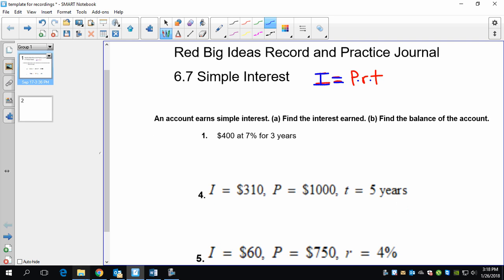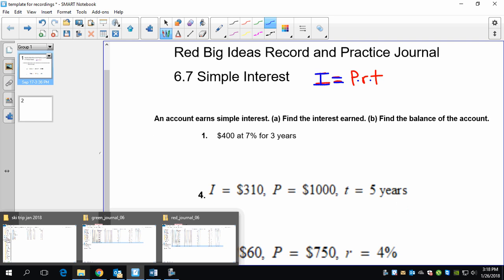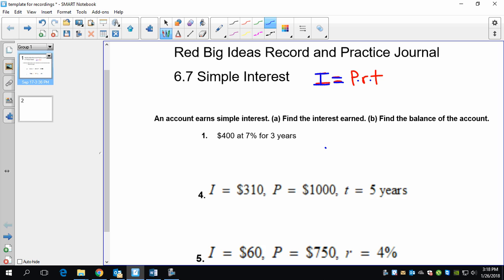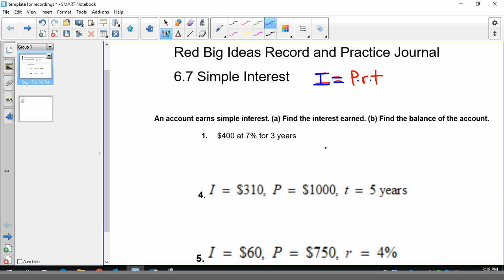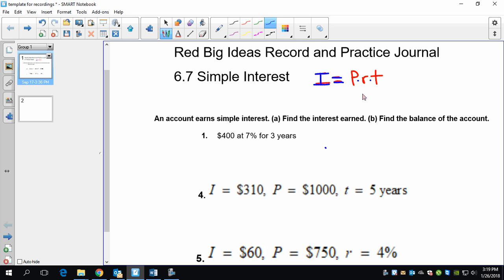For problem number 1, it says account earned simple interest. Find the interest earned and find the balance of the account. So essentially what we have here is $400 at 7% interest for 3 years. All we're going to do is multiply those together. The 400 is our principal, the rate is 7%, and the time is 3 years.